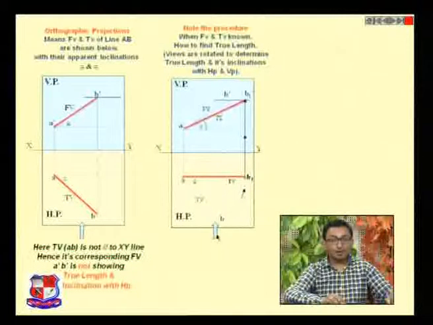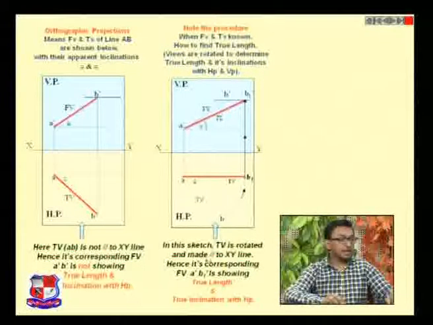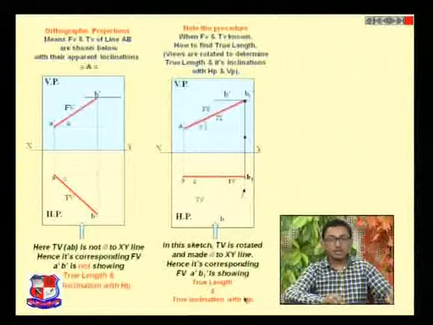Now if we talk about the top view, in this sketch the top view is rotated and made parallel to the XY line. Because of this we have got the true length as well as the true inclination with the horizontal plane.